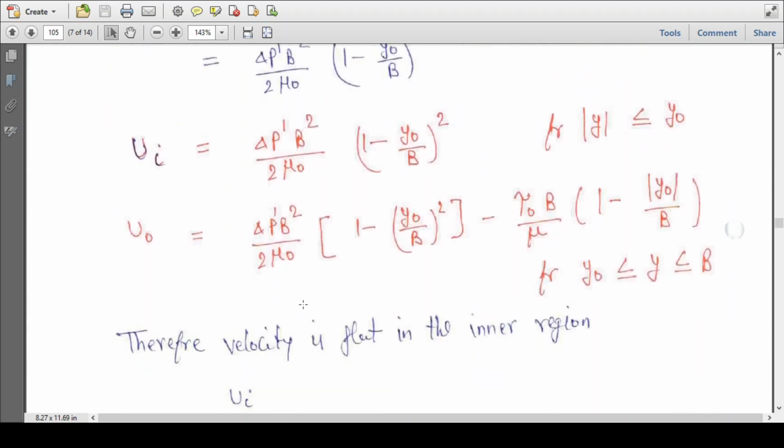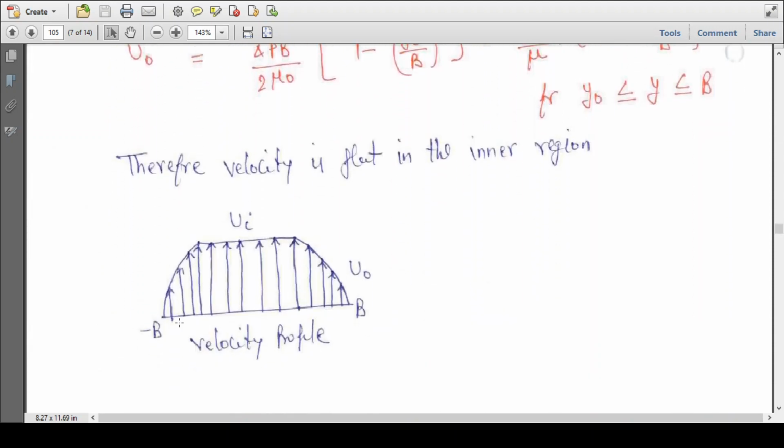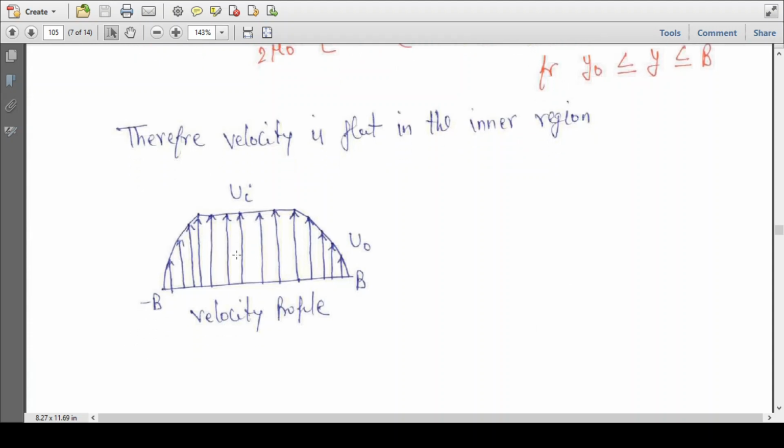So in that case if you draw the velocity profile, this is the center region, where you have the flat velocity profile, which is called the inner plug. After that there is the parabolic profile. In this region the fluid behaves as a Newtonian fluid. So this flat region is only because of this inherent property of Bingham fluids. So this is the complete profile.